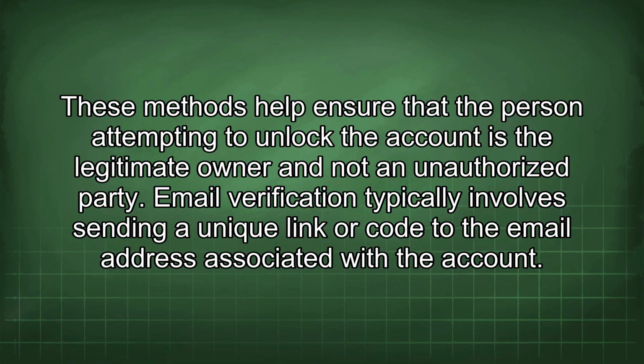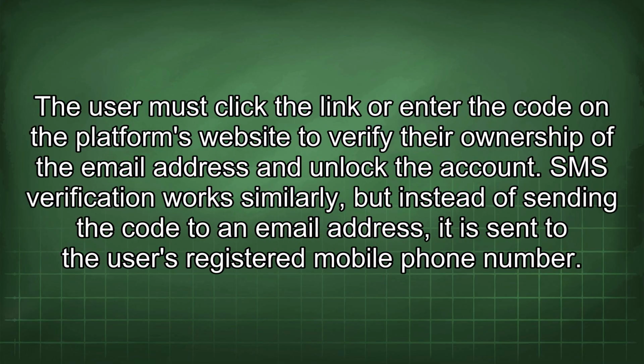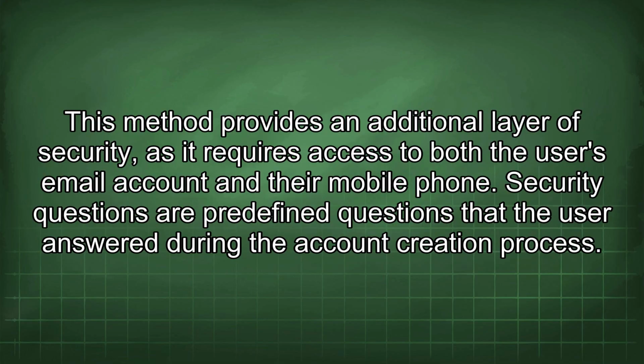Email verification typically involves sending a unique link or code to the email address associated with the account. The user must click the link or enter the code on the platform's website to verify their ownership of the email address and unlock the account. SMS verification works similarly, but instead of sending the code to an email address, it is sent to the user's registered mobile phone number. This method provides an additional layer of security as it requires access to both the user's email account and their mobile phone.